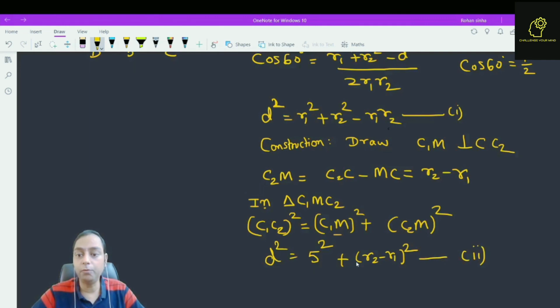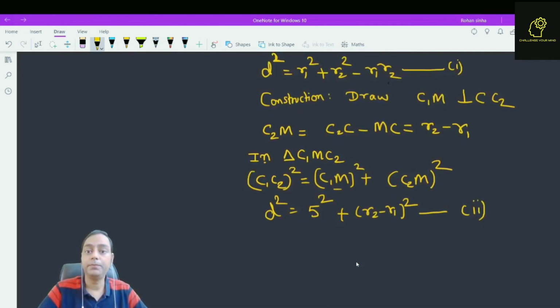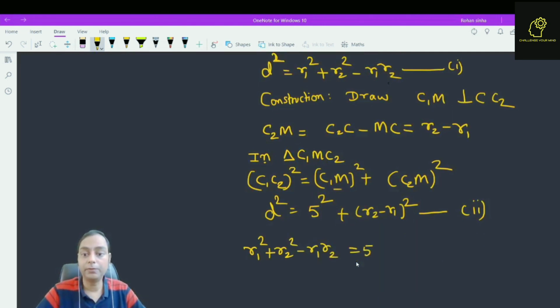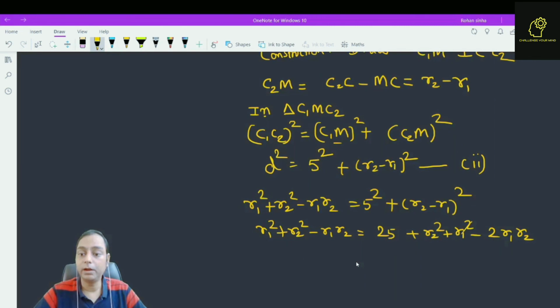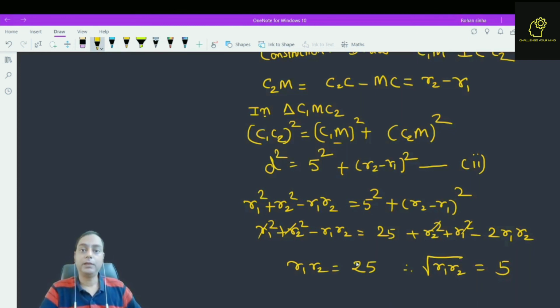Just comparing equations 1 and 2, equating the value of D square, we find R1 square plus R2 square minus R1 R2 is the same as 5 square plus R2 minus R1, whole square. Now putting the value of R2 minus R1 square, we finally obtain R1 square plus R2 square minus R1 R2 is equal to 25 plus R2 square plus R1 square minus twice R1 R2. So finally, the R1 square and R2 square cancel out, and we get R1 R2 is equal to 25. So what is the square root of R1 R2? This is equal to 5. So hope you understand the solution and enjoy the video. Thank you and see you in the next video.